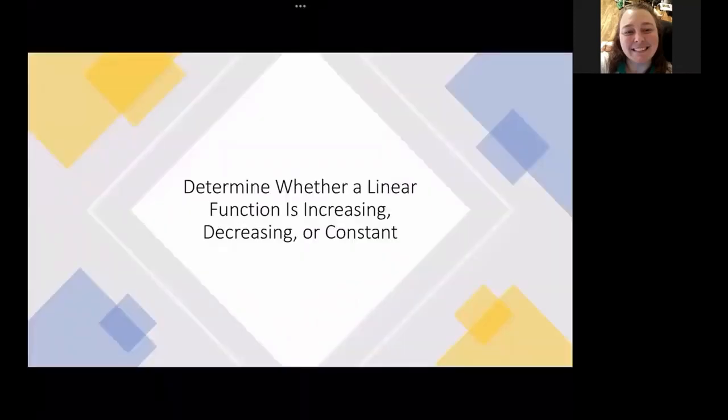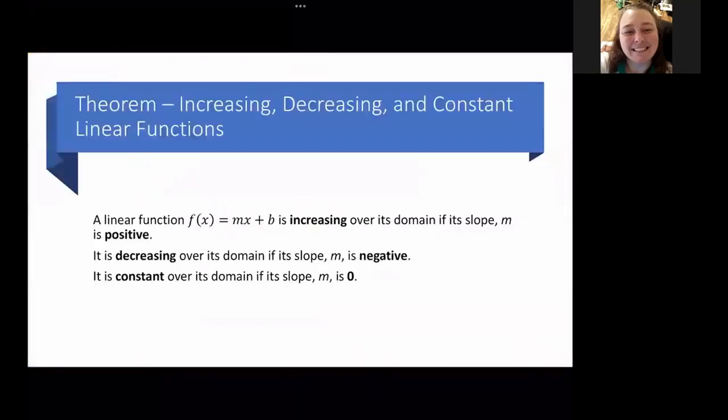Now, a cool thing we can do is use that slope to determine whether a function is increasing, decreasing, or constant. We talked about that concept in general a couple lectures ago, but let's go ahead and look at a theorem real quickly about functions and whether they're increasing, decreasing, or constant. So a linear function, now we're talking linear, is going to be increasing as long as your slope m is a positive number.